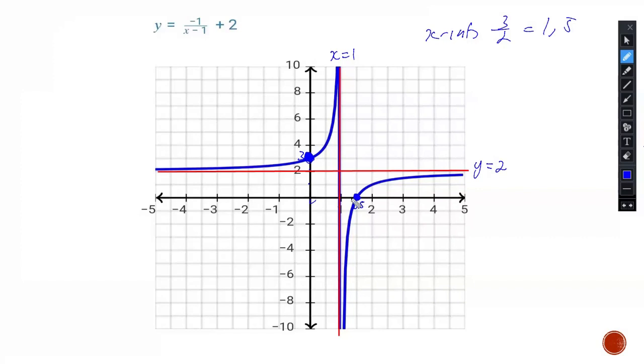Right? Plot the point so that it is visible to our eyes that you have calculated the x-intercept and the y-intercept. So you just simply plot this. Okay, and then just like that, that's how you are supposed to sketch.